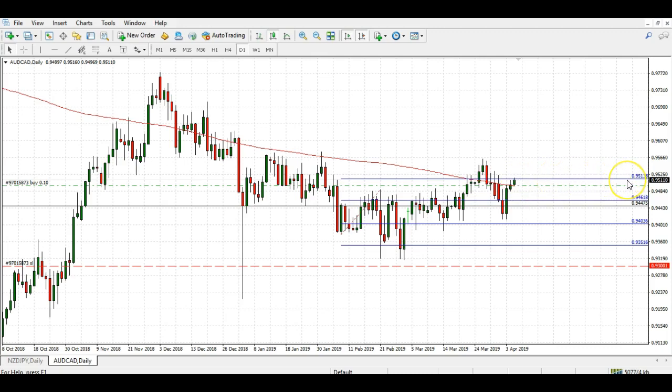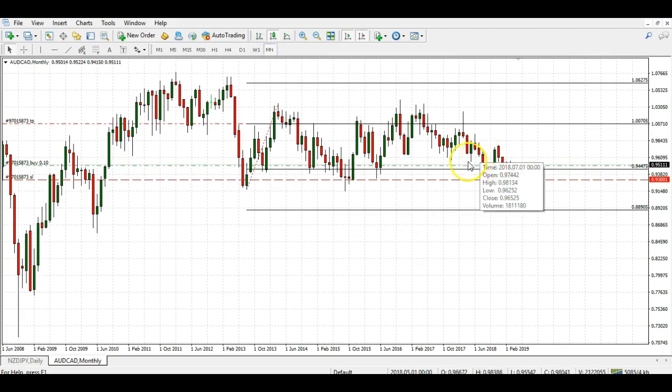I know that it is just a local resistance. It's not a big key level. And according to the big picture, coming from the monthly chart, we can see a very compelling case for a full-fledged upside reversal. I'm talking about the medium to long-term cycle, right?